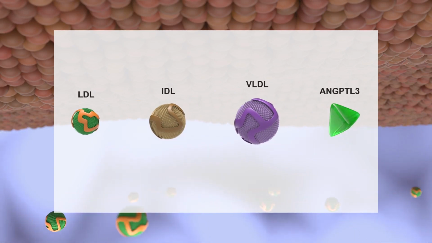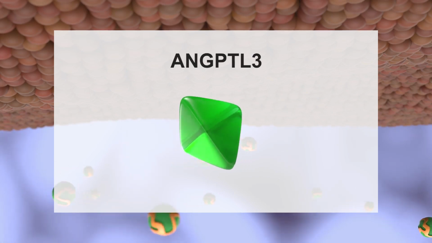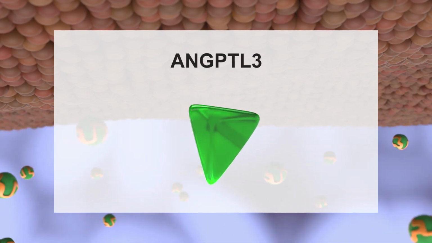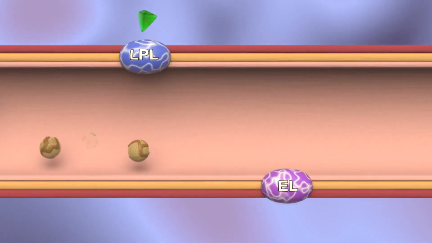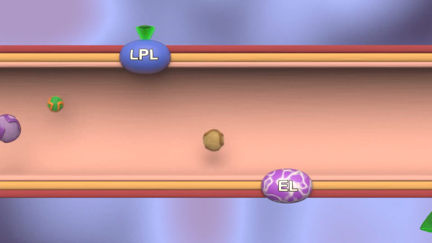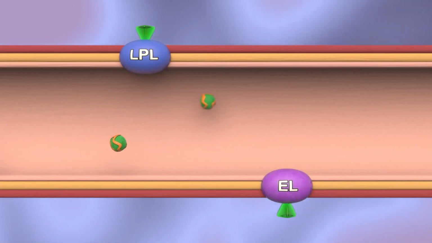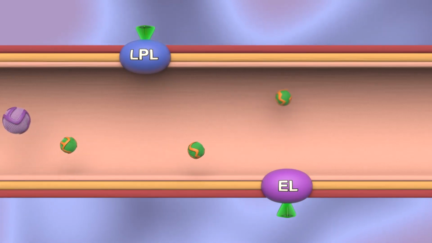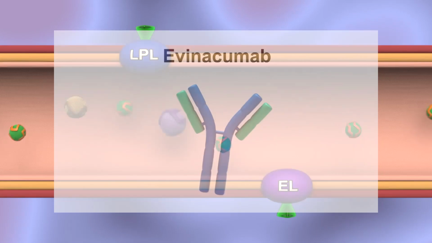Although the exact mechanisms are still being investigated, Angiopoietin-like 3, or ANGPTL3, a glycoprotein produced by the liver, regulates hepatic secretion of triglyceride-rich lipoproteins. Irrespective of the LDL receptor, ANGPTL3 suppresses lipoprotein lipase, or LPL, and endothelial lipase, or EL, which are central mechanisms for clearing triglyceride-rich lipoproteins from the circulation.